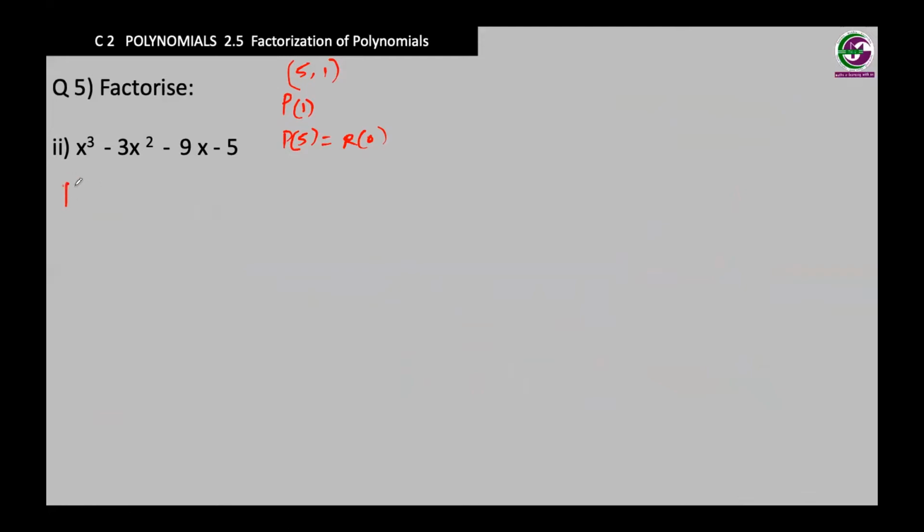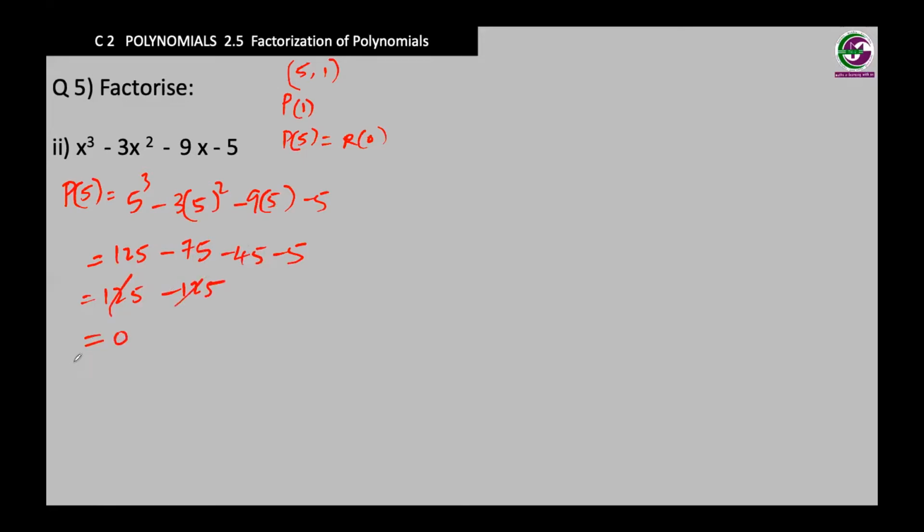So let us see what p of 5 is. 5 power 3 minus 3 times 5 power 2 minus 9 times 5 minus 5. That is 125 minus 3 times 25, which is 75, minus 45 minus 5. 125 minus 110 is 15... so these two get cancelled, and you get the number 0. The remainder is 0, which means when x equals 5 and you divide, you will get a remainder of 0. So x minus 5 is a factor.